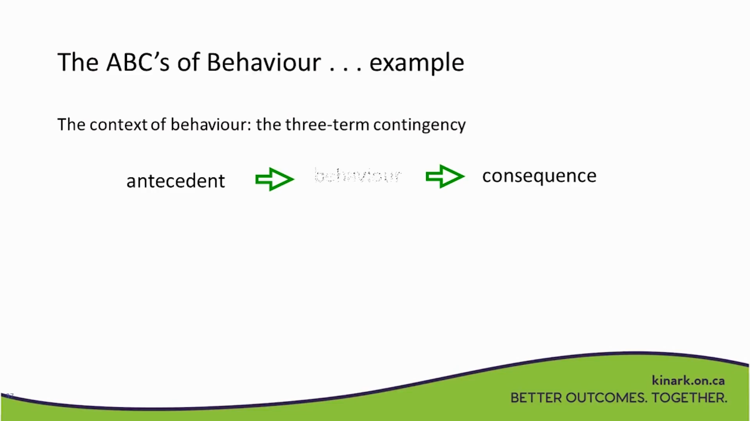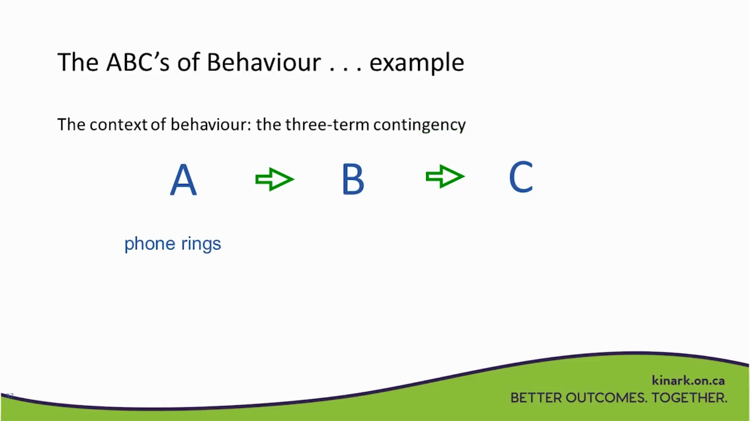Let's look one more time at the ABCs of behavior. The behavior, B, is preceded by the antecedent, A, and is followed by the consequence, C. And depending on whether the consequence is reinforcing or punishing, the behavior will either increase or decrease in the future.